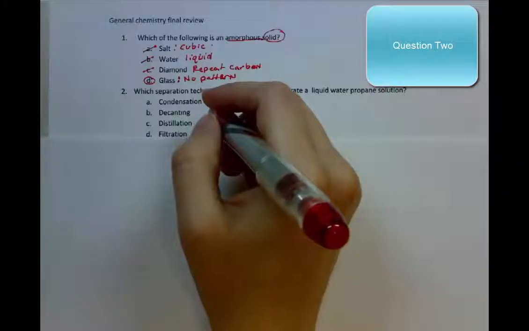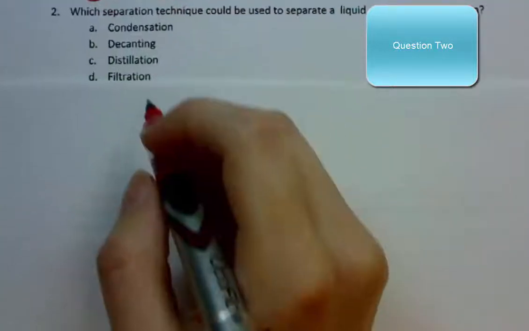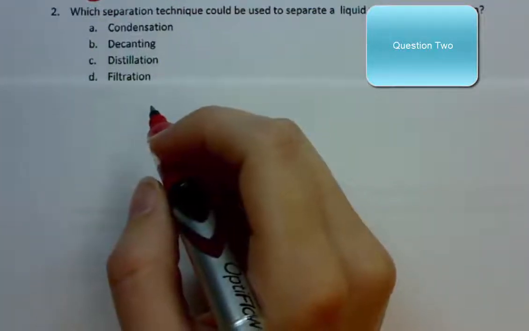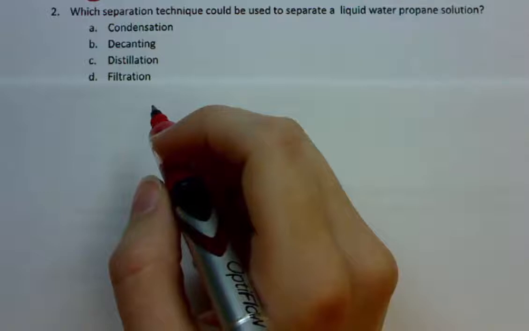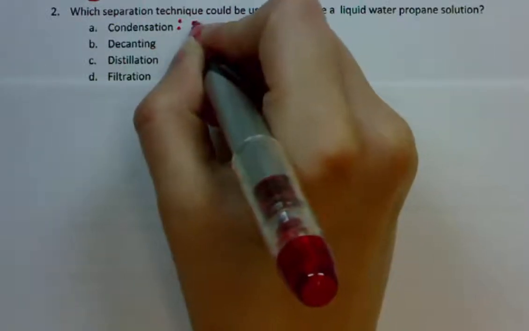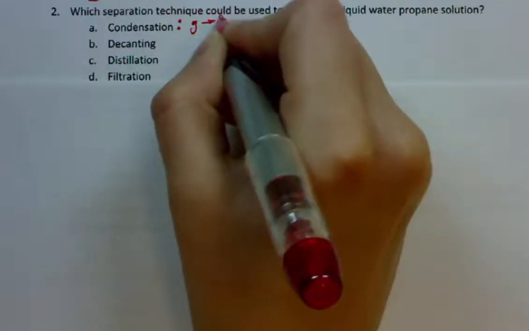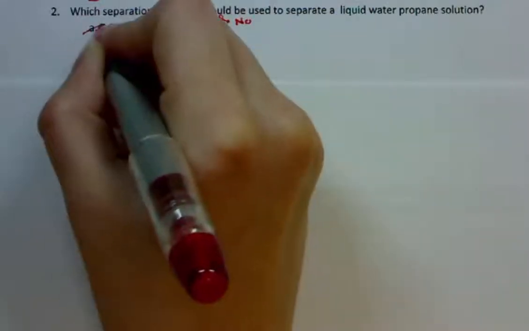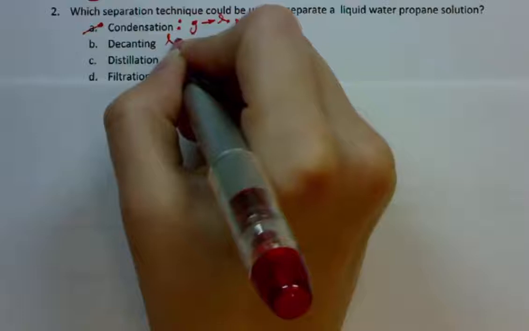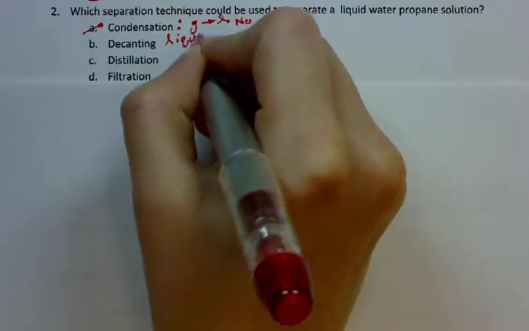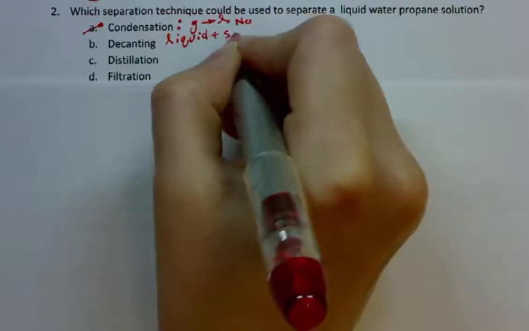So we move on to question 2. Which separation technique could be used to separate a liquid water propane solution? We look at A, condensation. Condensation is when a gas becomes a liquid. This is not correct. Decanting. This is pouring off a liquid to separate a liquid and a solid. Also not correct.